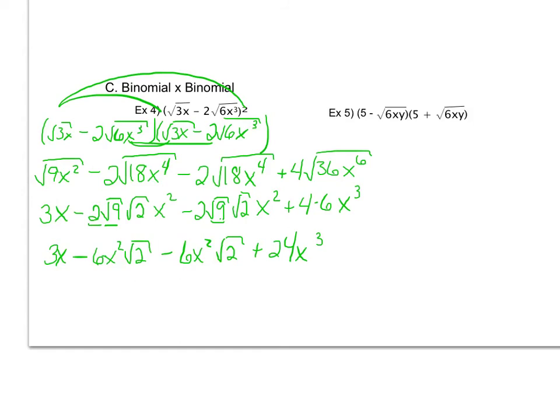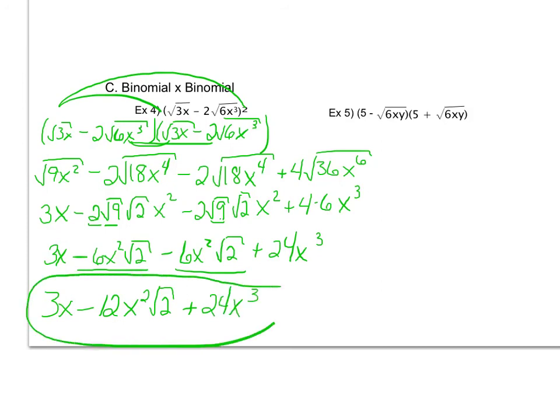Please remember, if you can't keep up, pause the video as necessary. And then finally, I see I have a couple like terms. These are like terms since they have the exact same variable part, the x squared, as well as the exact same radical part. So the 3x drops down, minus 6 and minus 6. Combining my coefficients, I get minus 12x squared, square root of 2. Notice again the radical and the variable part do not change, plus 24x cubed. And there's going to be my final answer.